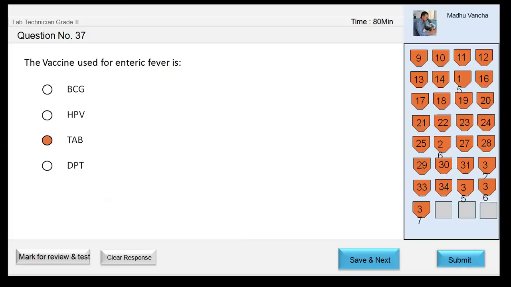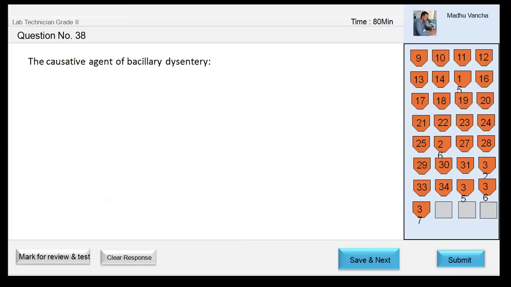The BCG vaccine is for prevention of tuberculosis. HPV, human papillomavirus vaccine, gives protection from cervical cancer. And DPT, diphtheria, pertussis, tetanus, is a triple vaccine or combined vaccine. It gives protection from three diseases. But the TAB vaccine gives protection from typhoid fever and paratyphoid fever.